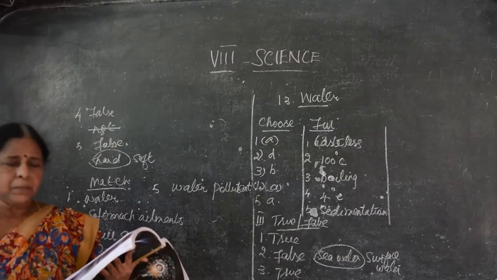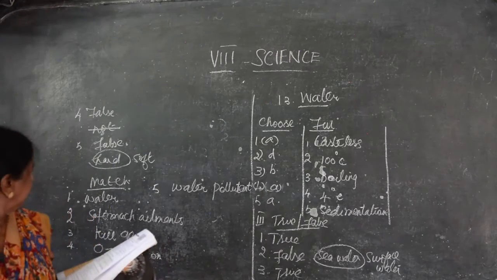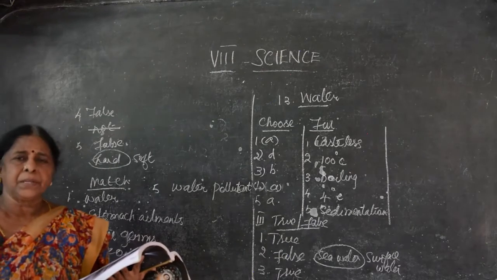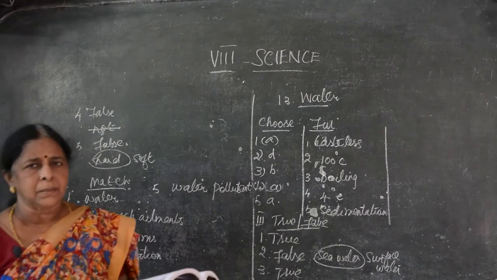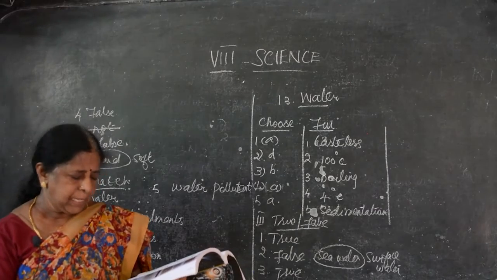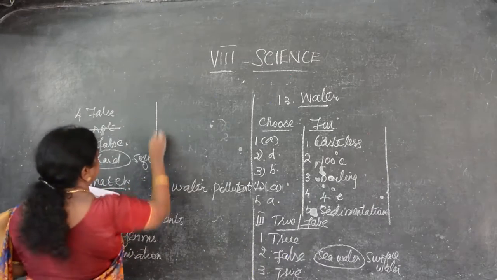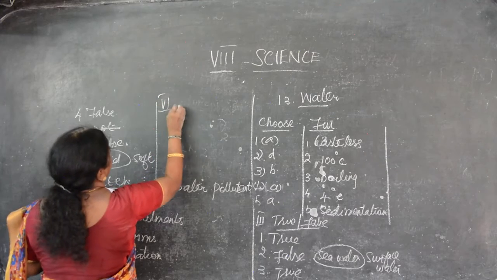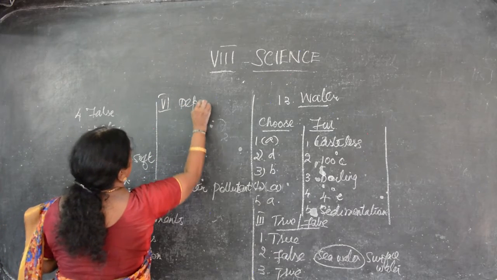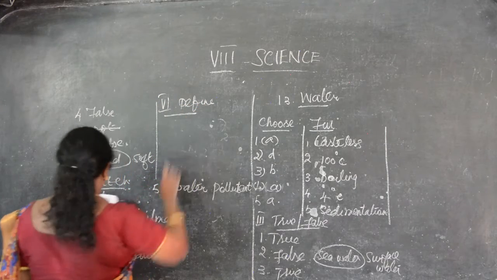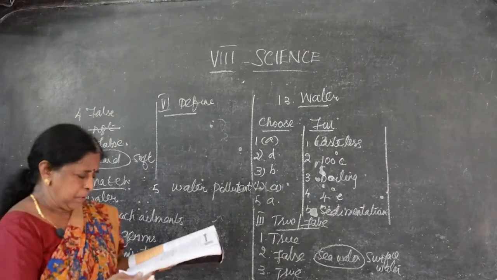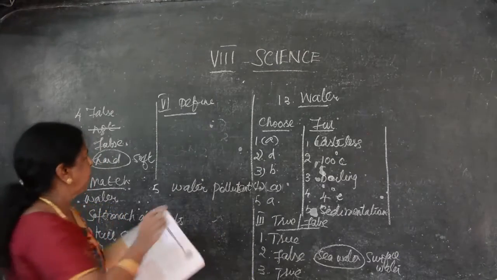Give reasons and then match the following. Return given no. Then give reasons. I said already. It won't be considered for the annual exam. Define the following. Freezing point. Sixth one. Define. First one is freezing point. Page number 141.